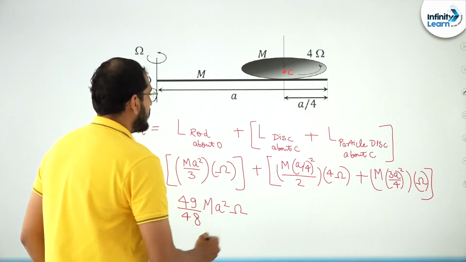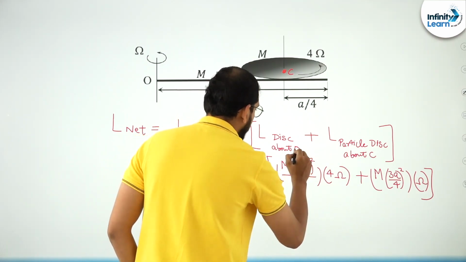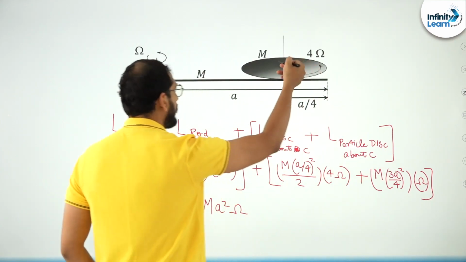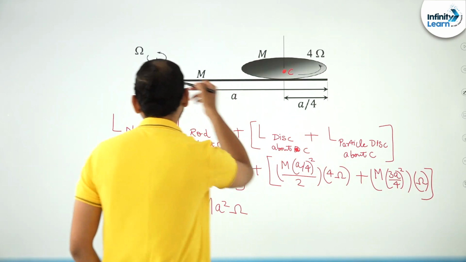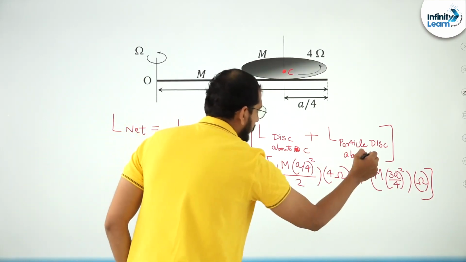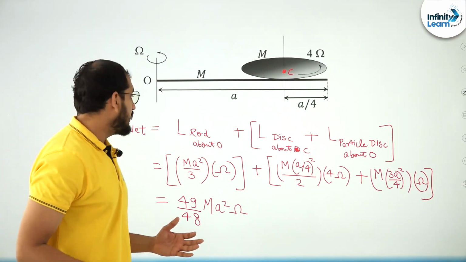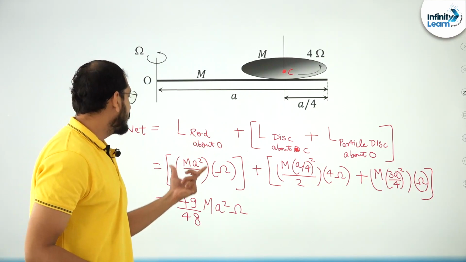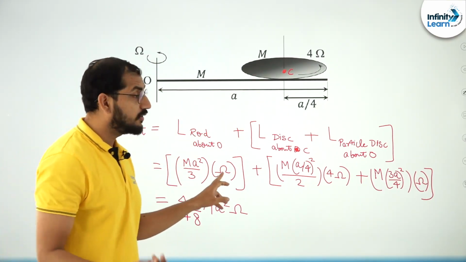Okay, so this is basically the angular momentum about O, and then this will be the angular momentum about C, and this will be the angular momentum of this disk which is converted into a particle about this point O. All right, so how am I going to write down the equation? Angular momentum, I into omega, I'm applying. So this is the moment of inertia of this rod about an endpoint multiplied by its angular speed.